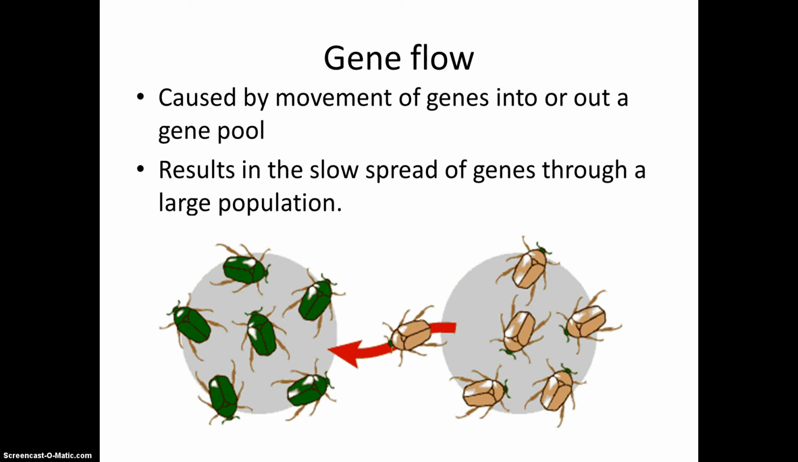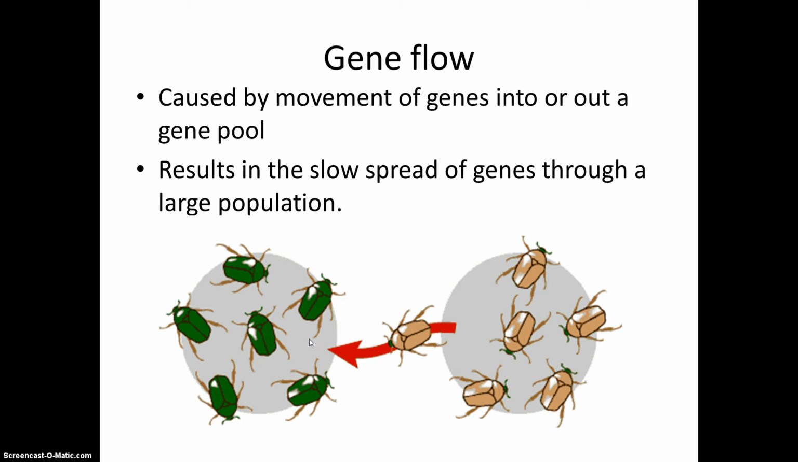Gene flow, as I alluded to in the previous slide, is the movement of genes into or out of a gene pool. This results in a very slow spread of genes throughout a big population. So down here I have all beige colored beetles, but one of them moves into this population of beetles. This is the same species, and that's very important.